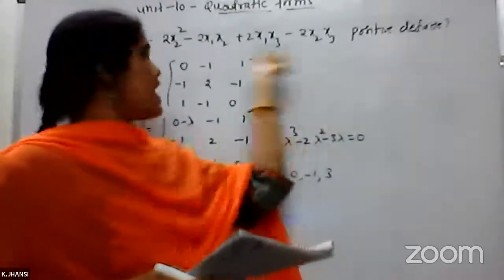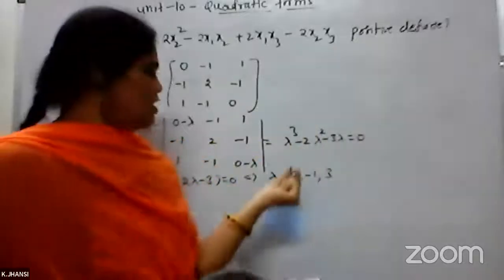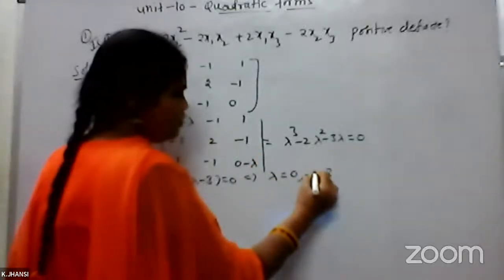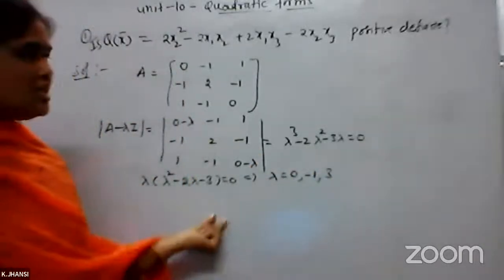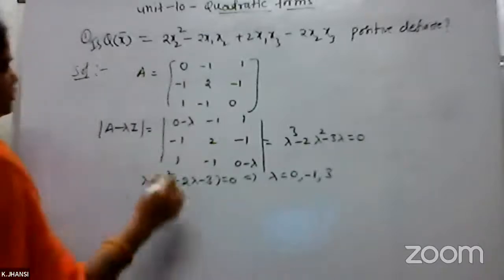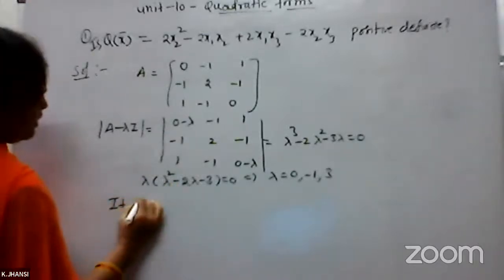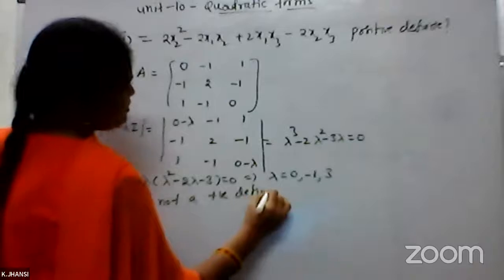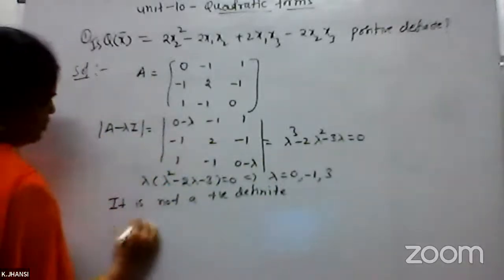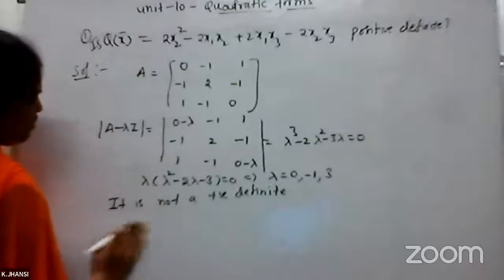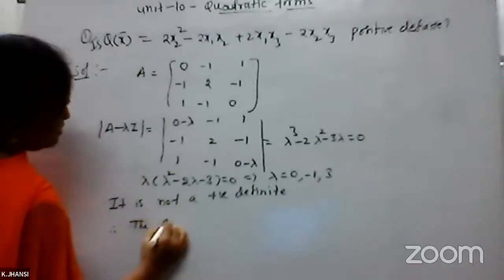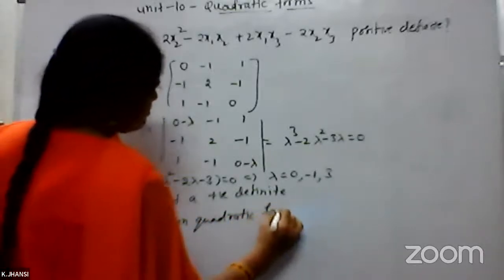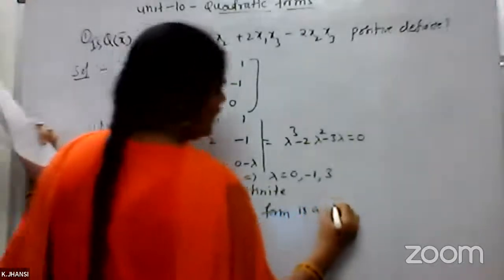So here it is asking whether it is positive definite. It is not positive definite. Why? Because here we are not getting all positive values. Two are negative and one is zero, so this is indefinite. So here you write: it is not a positive definite. Therefore, you can write that the given quadratic form is indefinite.